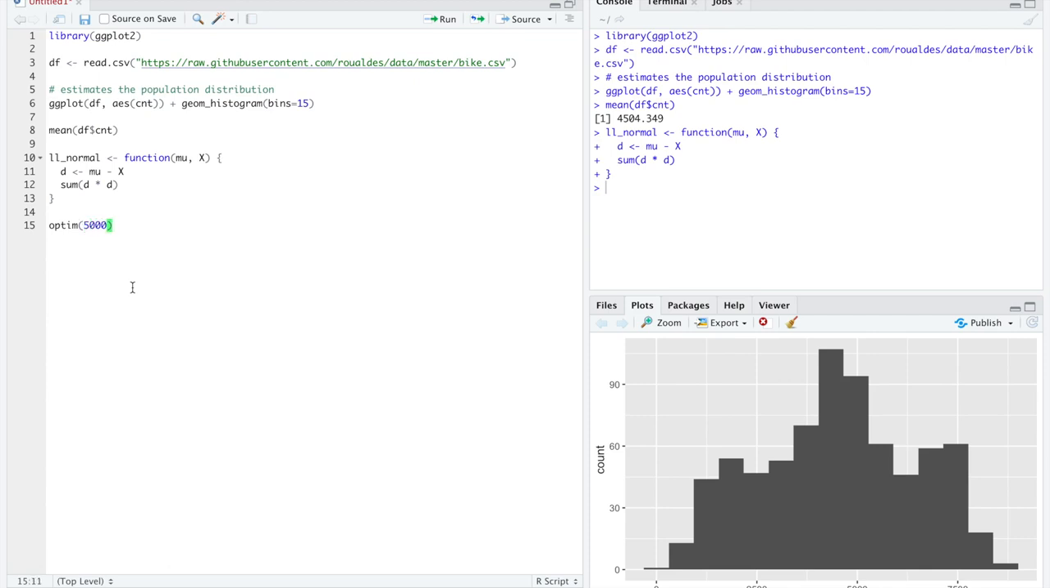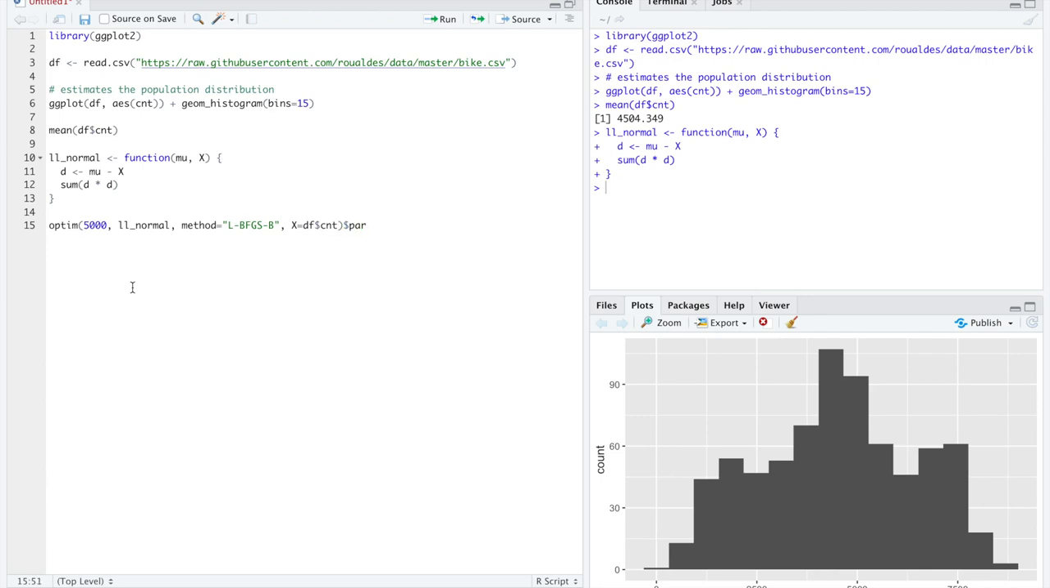Looking at the plot, 5,000 seems to be a reasonable guess of the population mean without looking at the actual mean. We'll pass into optim the function llnormal. We'll use the method L-BFGS-B. This is just one of the more modern methods, and it is particularly good. We'll pass into llnormal's argument x the count variable from the data frame df, and we are interested in the parameter from the element named par in the return from optim.